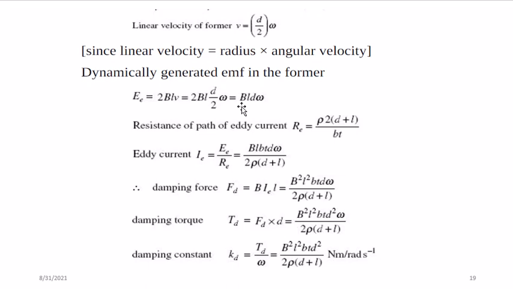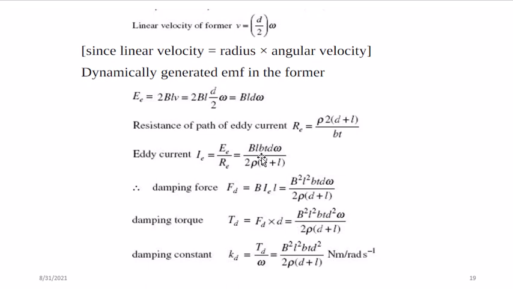Now the resistance of the path through which that current will flow, RC, is given by this formula, where rho is the resistivity, D is the dimension, L is also a dimension, B is the depth, and T is the thickness of the material. Now the eddy current that will be produced from this is equal to voltage over resistance, that is IC is equal to EC over RC. If you put this over this, you end up getting this. This is algebraic simplification, you can do it.